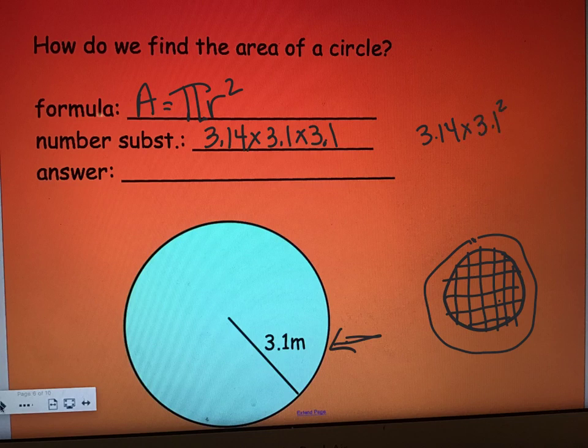Technically, that's not wrong, but most kids do not type that in their calculator right. Their brain will go 3.14 times 3.1 times 2, and that is not the right answer. So when I do it, you're always going to see me write that same radius twice. Okay, go ahead and calculate that and raise your hand as soon as you get an answer. All right, that answer is big, isn't it?